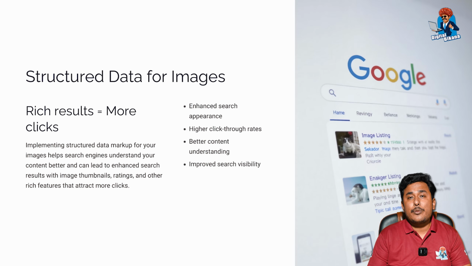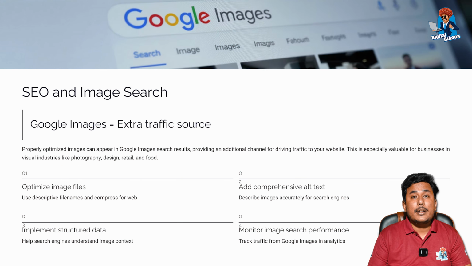Adding structured data to images helps them appear in rich results and Google Discover, increasing visibility and click-through rates. Optimized images rank better in Google Images, bringing in extra organic traffic that many websites overlook.